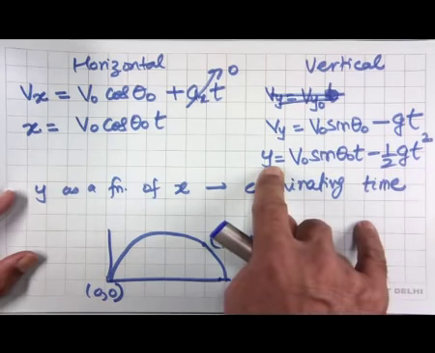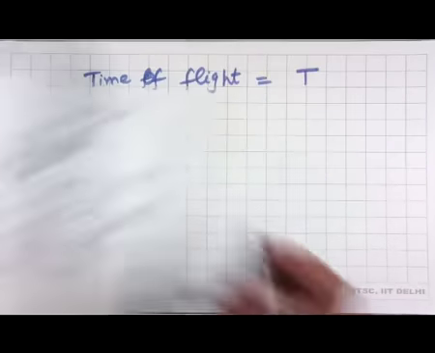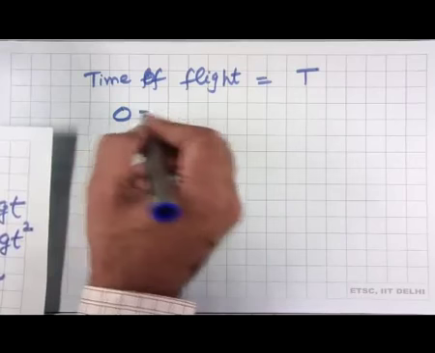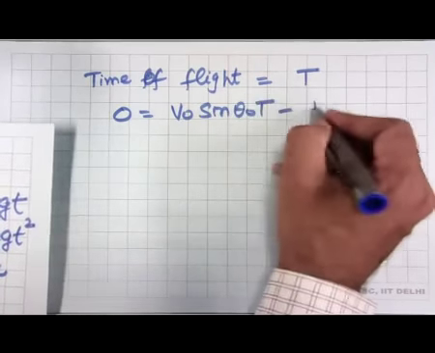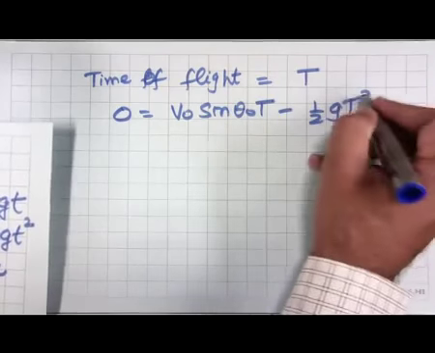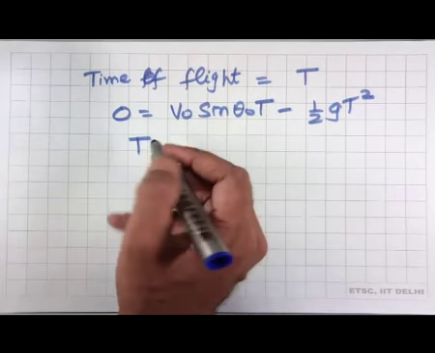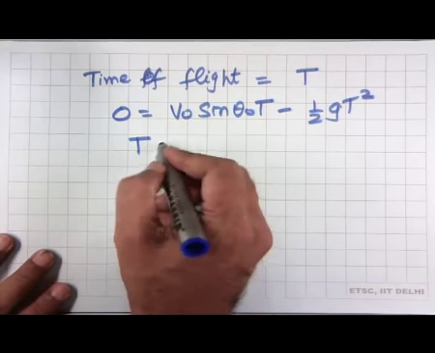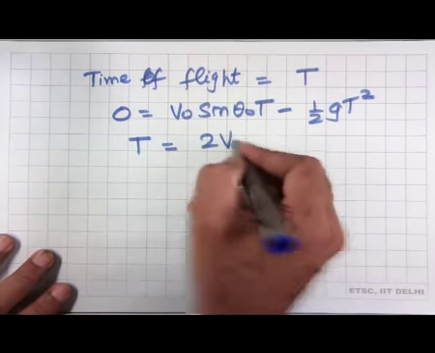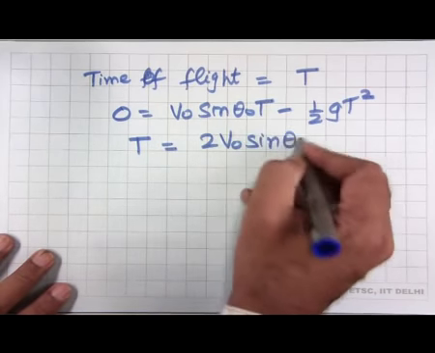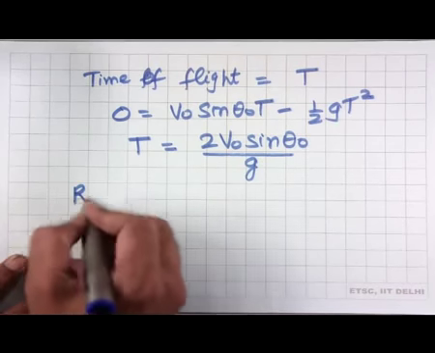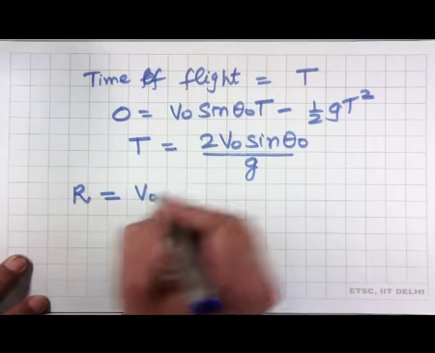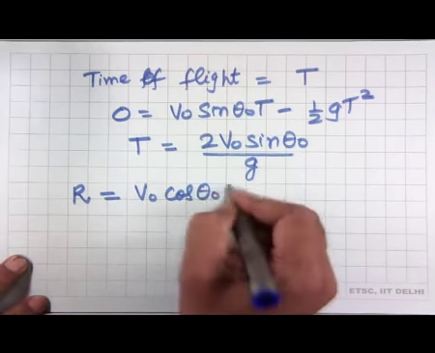We put y is equal to 0 here. So, when we put y is equal to 0 here, we will get 0 is equal to v0 sin theta 0 t minus half g t square, and from here we will get the expression for the time of the flight, which will be equal to 2 v0 sin theta 0 upon g. Once we know the time, we can get the range as v0 cos theta 0 into t.